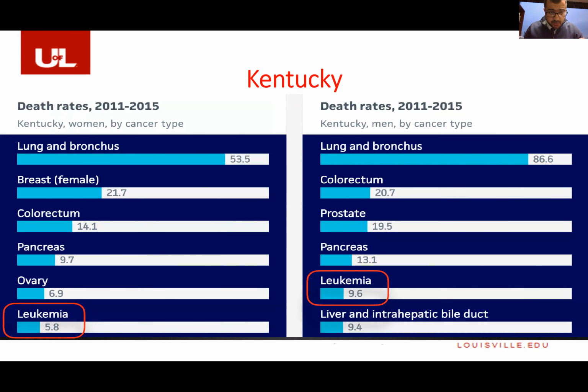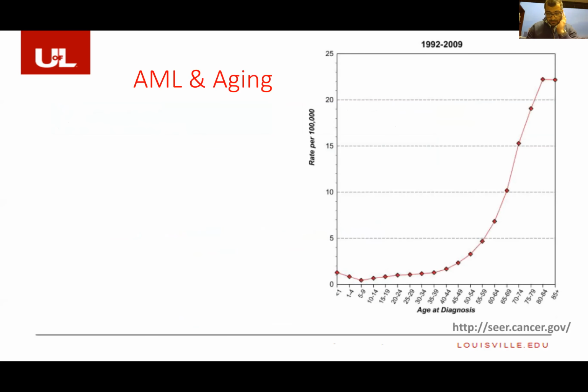This is in Kentucky where I practice. Leukemia is more common and it's deadlier. So leukemia represents almost 6% of cancers here, and it's almost 10% of the cancer-related death. AML is known to be a disease of the elderly, so even though it's present at a young age, it's extremely uncommon when you compare it to the latter decades of our life.